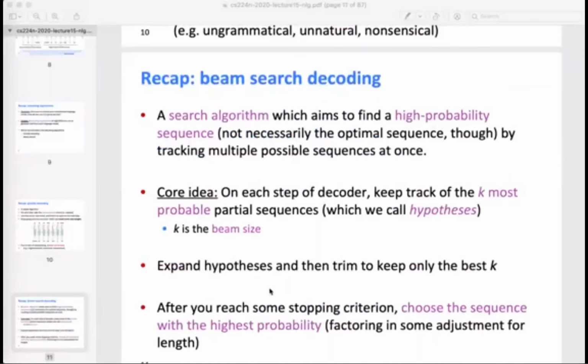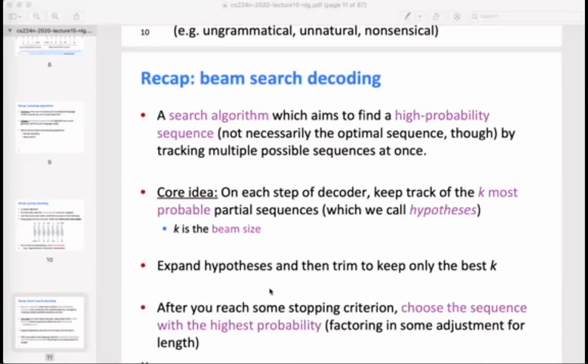Let's look at the beam search decoding. It is a search algorithm which aims to find a high probability sequence. It doesn't have to be the optimum sequence. And they do this by tracking multiple possible sequences at once. The core idea is on each step of a decoder, the decoder keeps track of the k most probable partial sentences. So they're not keeping track of the full sentence, but the partial sequences. And for that, we call them hypotheses. The k here is the beam size.